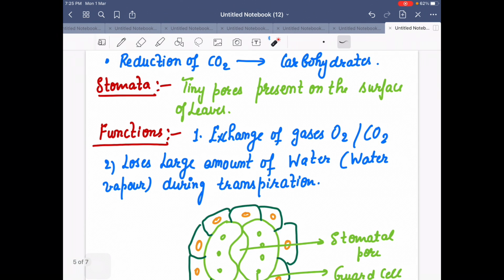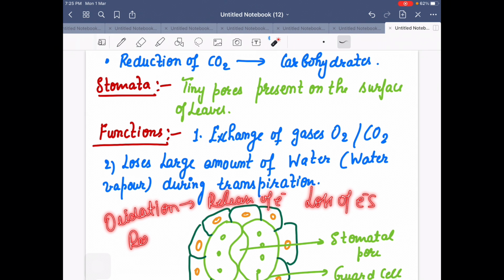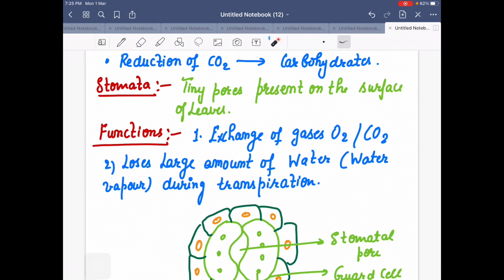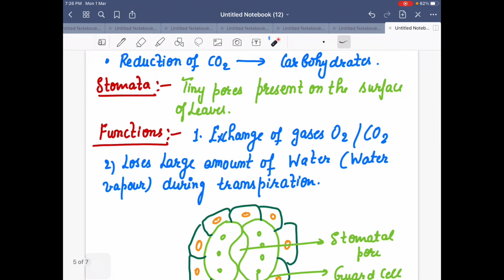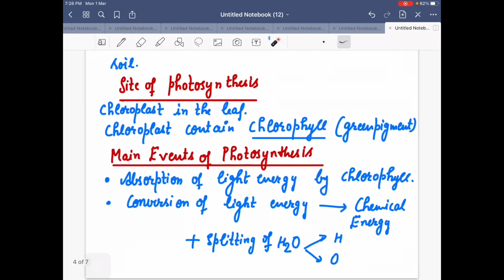By reduction, you have studied reduction and oxidation in chemistry. Oxidation is basically release of electrons, or you can say loss of electrons. What happens in reduction? Gain of electrons. So when I am saying that there is reduction of carbon dioxide, and after reduction it is forming carbohydrate, C6H12O6. So three things: light energy is absorbed, conversion of light energy to chemical energy, water is getting split and giving you oxygen, and CO2 is getting reduced and forming your carbohydrates. Do not get these three events wrong, right?